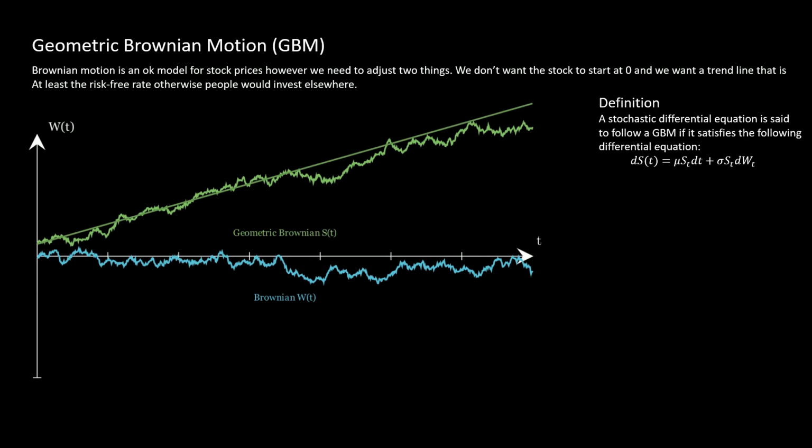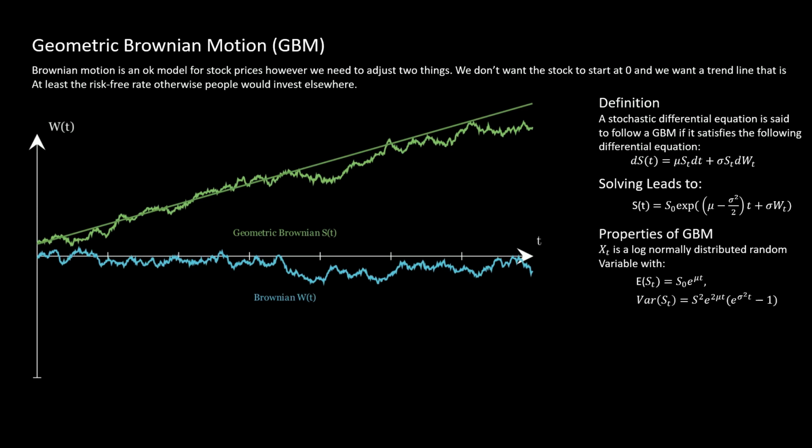A geometric Brownian motion is defined by a stochastic differential equation. This may seem complicated, but all it is is our trend line, mu X(t) dt, and our Brownian motion, sigma dW(t). Solving this, we get the following. This has all the desirable properties we want. The exponential allows us to have a stock price that doesn't start at 0. The coefficient of t allows us to have a trend line, and the Brownian motion, W(t), allows us to have the jagged path we want.